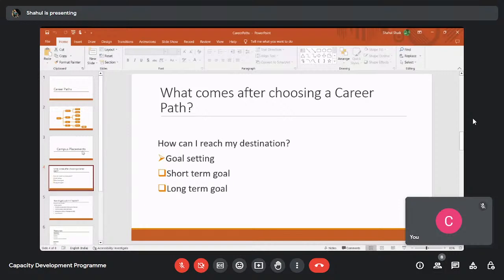Coming to goal setting, actually what we tend to go for is a long-term goal. See, nothing can be done overnight, and every preparation may need days, months, and years also. So you need to set some proper long-term goals. To achieve those long-term goals, you need to set some short-term goals.